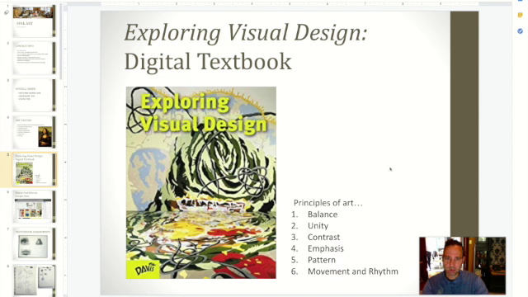There is a text for this class. It is an online textbook called Exploring Visual Design. It is their digital textbook, and we'll use it to go over these six principles of art. In Art Survey, we cover the elements of art, and in Fine Art, we cover the principles of art. So this is the second level class. All of these students have had Art Survey and were successful, and now they're on to the second level, which is Fine Art, and we build off of these ideas. It is the same format. Oftentimes, if they're successful in Art Survey, they are successful as well in Fine Art.